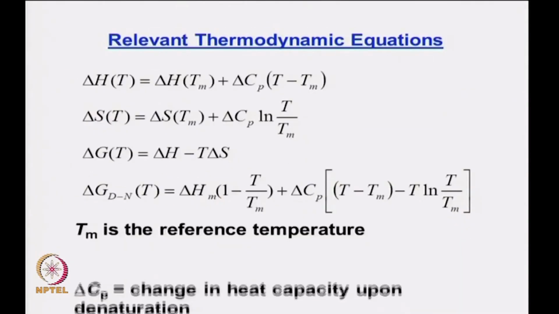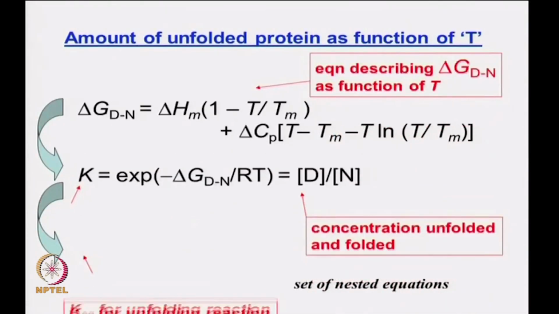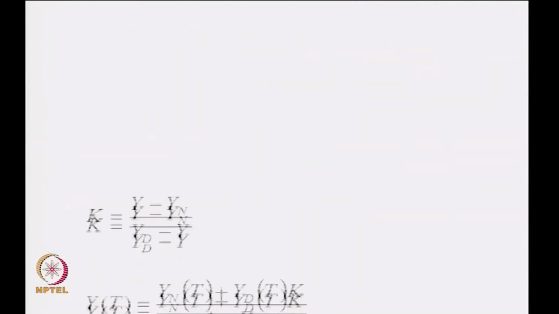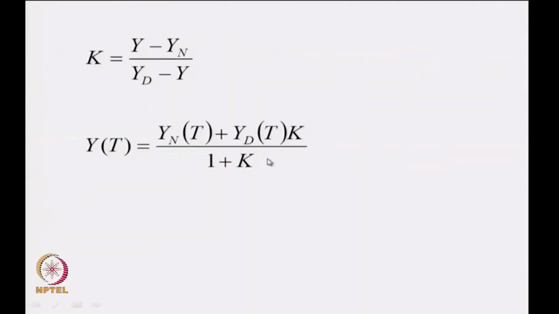So, the basic equation you are using, let me go through this. The basic equation you are using is the last one. You know what yn is, you know what yd is, you have expressed it, you know what k is, and you fit your observed transition to this equation. This is called a non-linear least squares fitting analysis. Write it down.